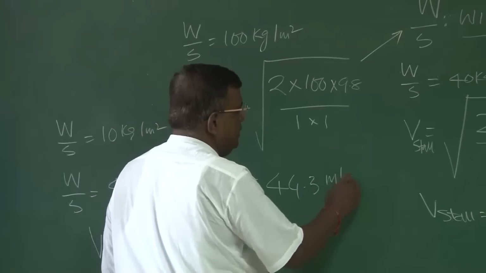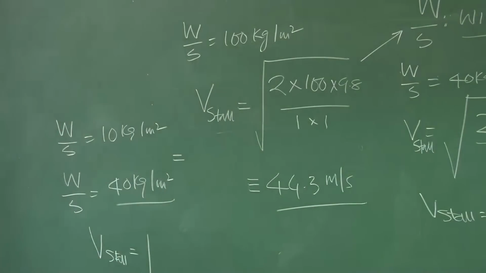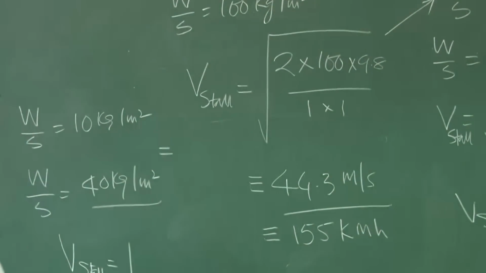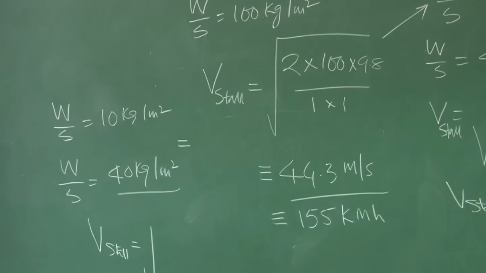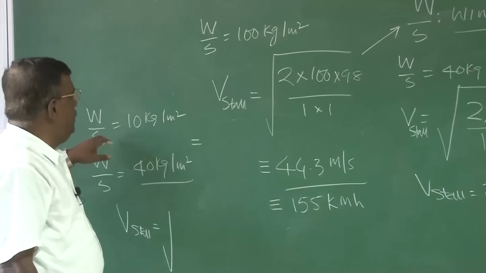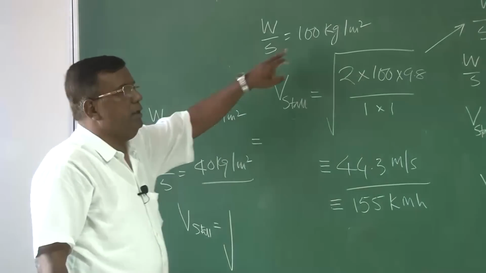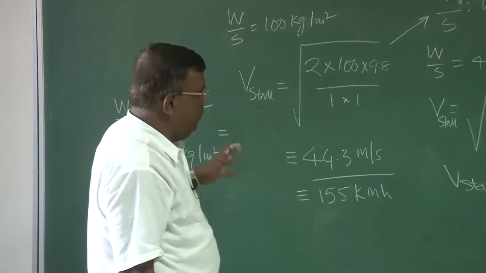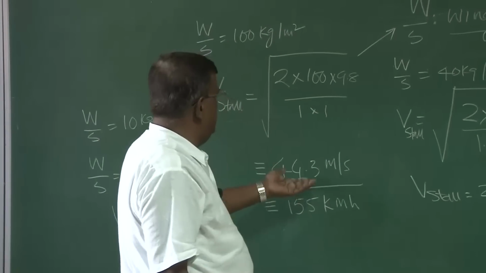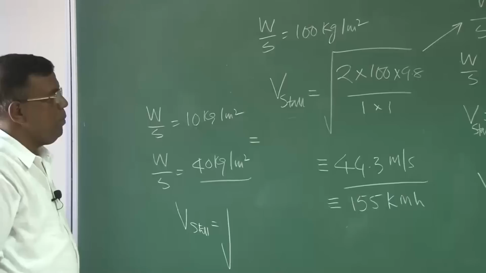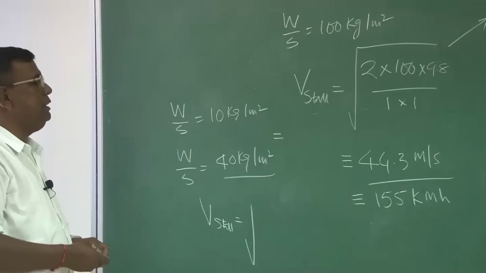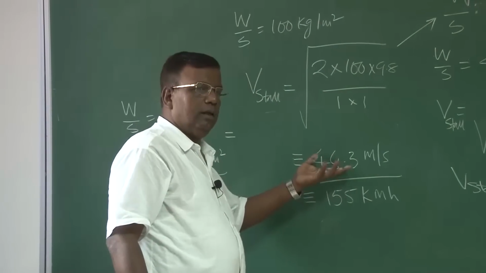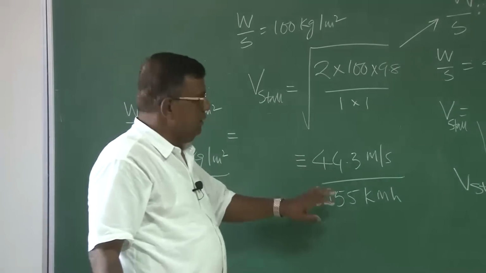44.3 meter per second. That will be how much? 155 kilometer per hour. So you could easily see that as I am increasing wing loading from 10 to 100, the stall speed is changing from around 14 to 44 or 45 meter per second. Most of our airplanes, Cessna, Saratoga, all these things, V stall will be around this, right? This number has a meaning, you will understand.